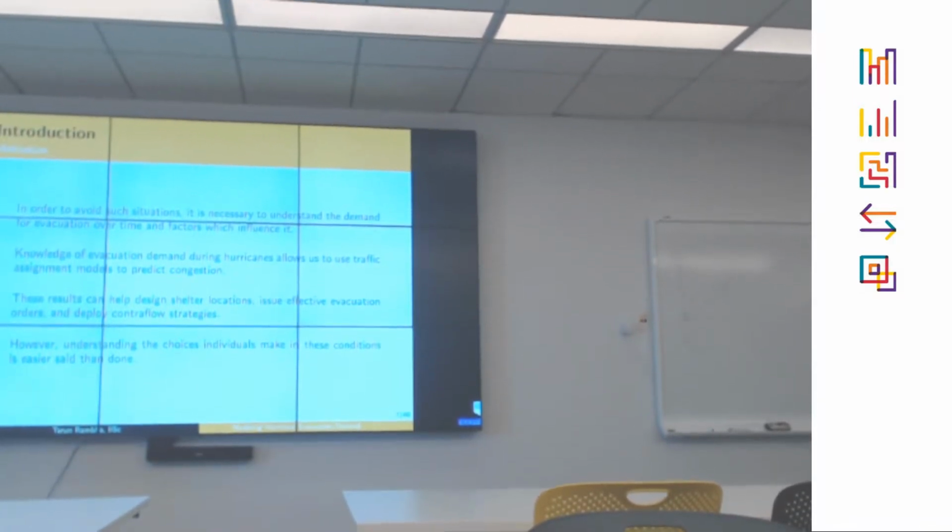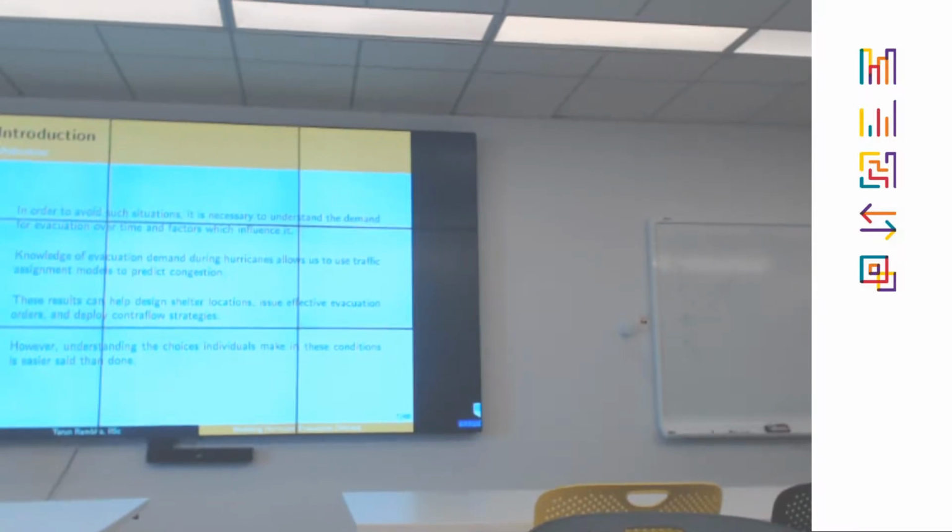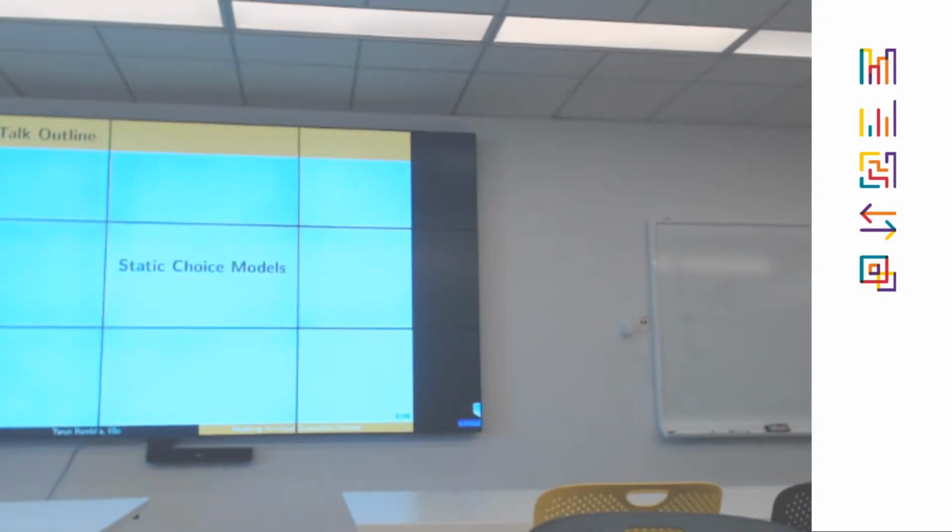Okay, but then the choices that individuals make are a bit more complicated than those they make in regular commute traffic, where they're just picking a certain mode or time of day and so on. Okay. So I'll just give you a very quick overview of static choice models. Like I said, most of you might be familiar with this thing. Maybe this just helps to get accustomed to the notation.